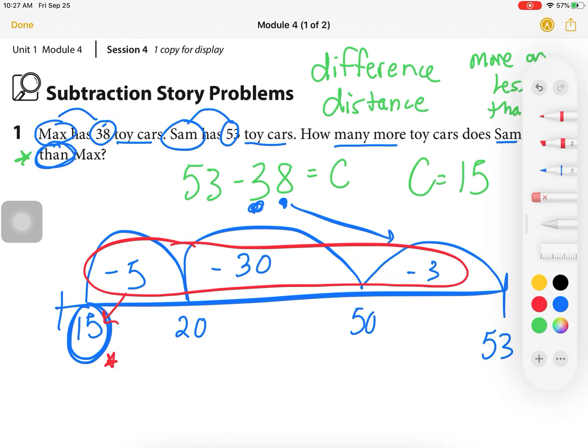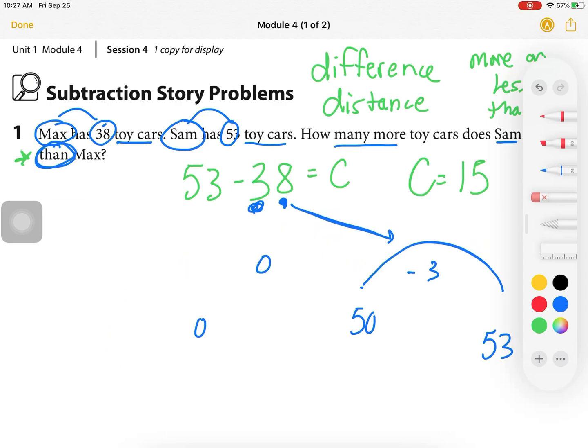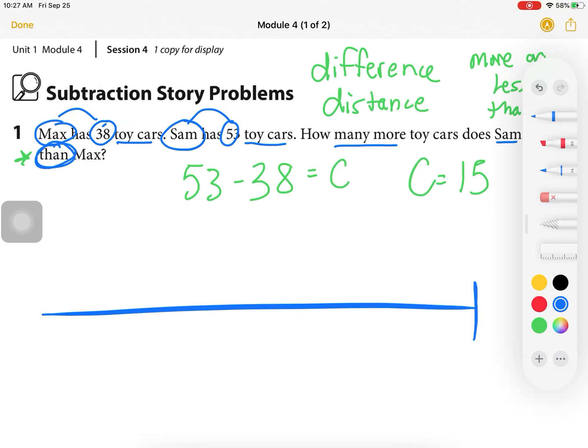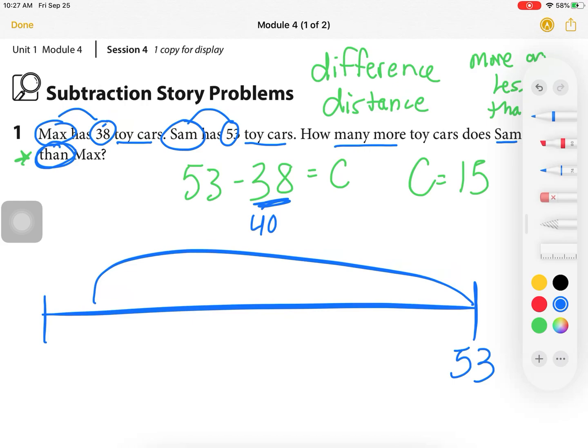And just one more way to think about this is we could take away much bigger jumps and then go backwards, which is unique. I've seen it done before, but it is easy to do, especially if you don't like that number 38 and you'd rather work with a friendlier number to start with, and that would be 40. So I'm going to start at my 53 as usual, like I did in the last one, and I'm going to jump 40. It's a big jump. And that's going to take me all the way back to 13, because 53 minus 40 is 13.